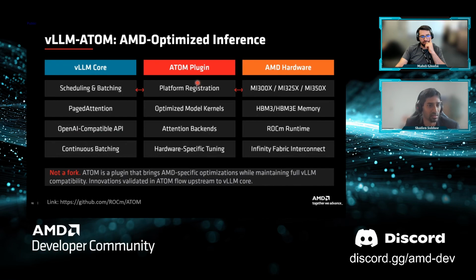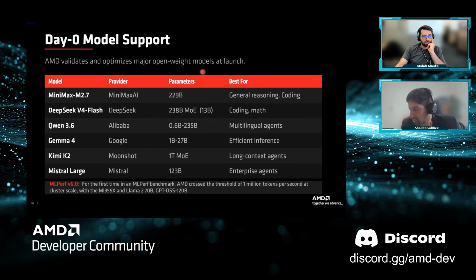a key thing is about model support. AMD is at the forefront of supporting any new models coming out there, and we are very proud that we offer day zero model support for almost all the great key models. For instance, Minimax from Minimax AI. The day it appeared, it ran on day zero on AMD hardware. Same for DeepSeek, Qwen, Google Gemma 4, Kimi K2 from Moonshot, as well as Mistral AI models.